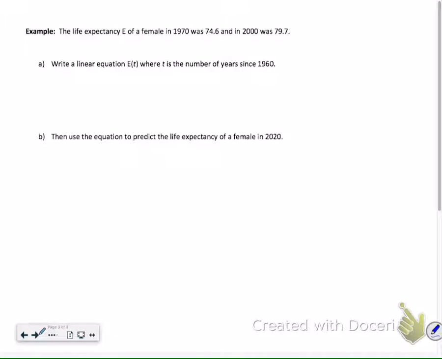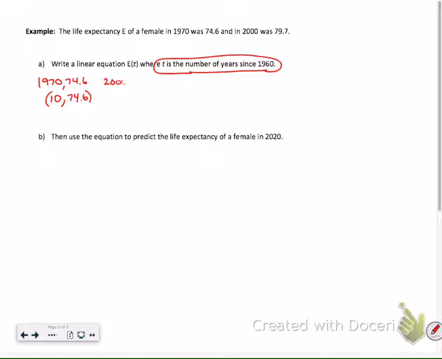So the life expectancy of a female in 1970 was 74.6 and in 2000 was 79.7. We're going to write an equation, E of t, where t is the number of years since 1960. That's kind of an important thing there. Okay. So we're going to write points out of our data. So in 1970, the life expectancy was 74.6. But they want me to write the equation so that t is the number of years since 1960. So 1970 is 10 years since 1960.